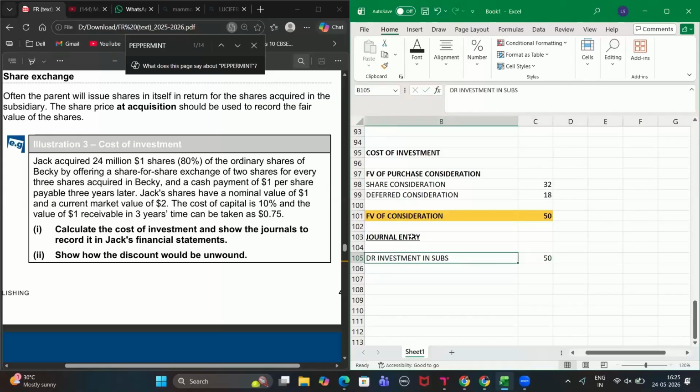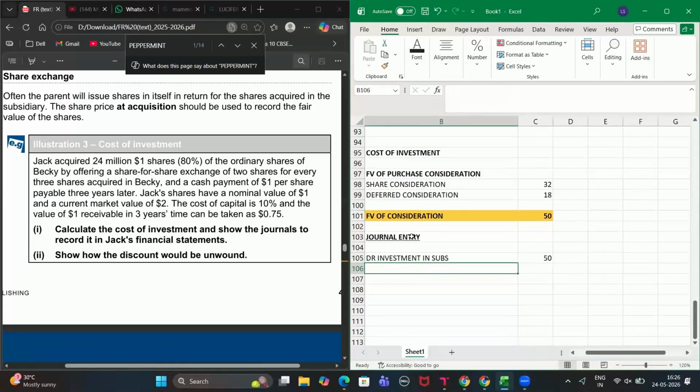We are receiving this investment in subsidiary as a result of what? Are we receiving this for free? What did we give to Becky's shareholders in order to receive this investment? We gave them share consideration and a deferred consideration.